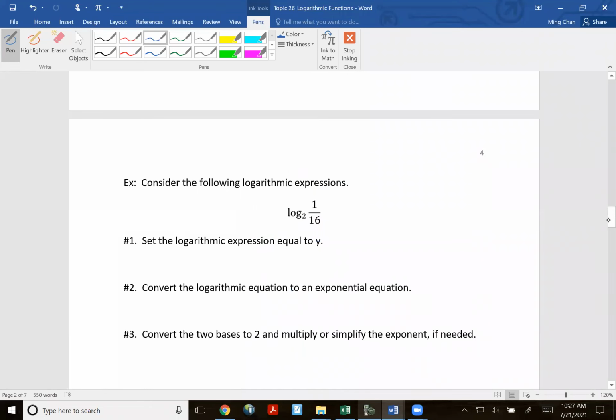All right, let's try another one. This time it is log with the base 2 of 1/16. So same thing, set it equal to y. Number 2, convert the base. I'm going to move the base to the other side and bump the y to the exponent. So what the log base 2 of is should still be on the left side. Now it's equal to 2 to the y power.